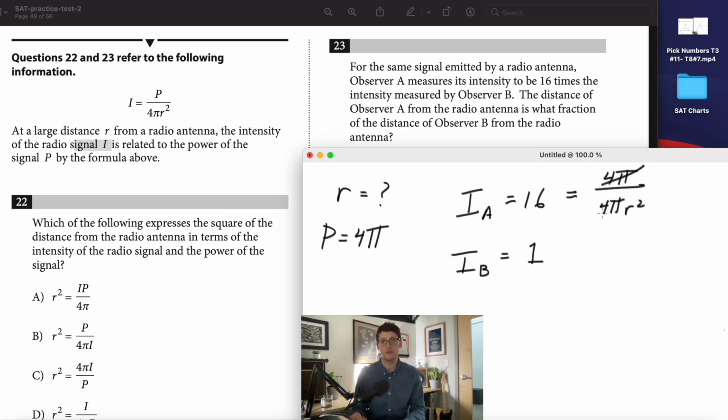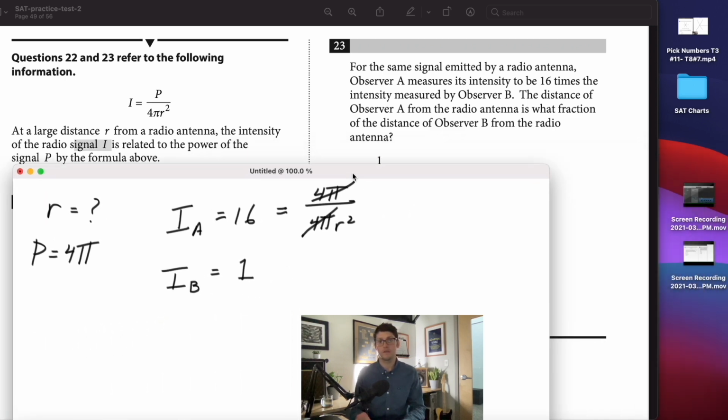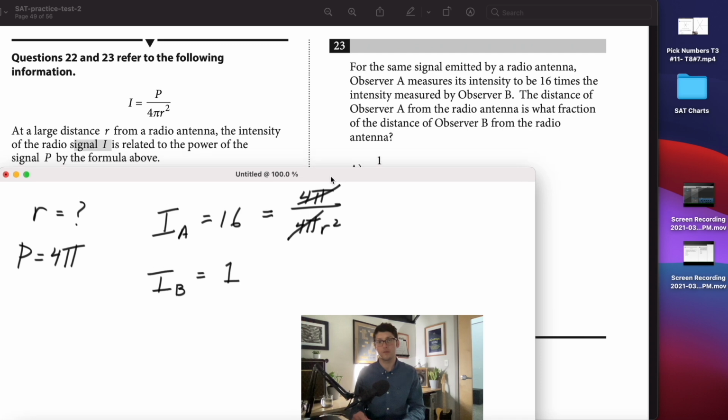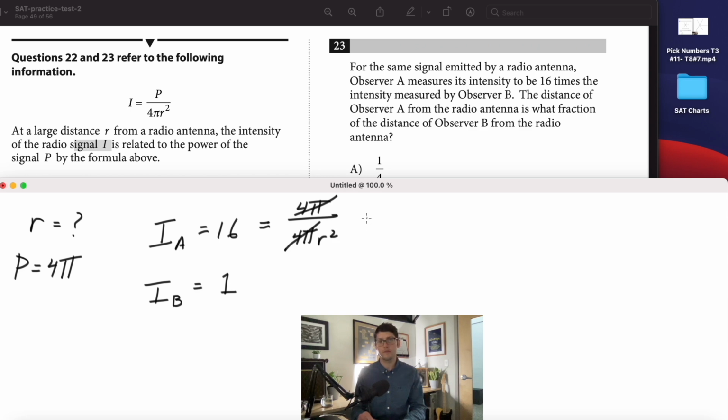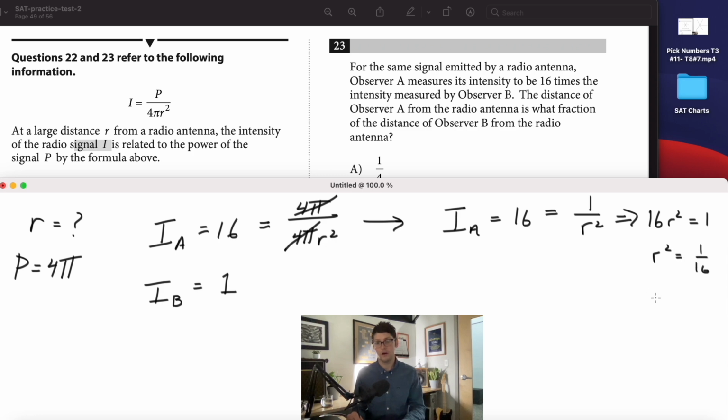Now these cancel, and what I get for this value is I sub A, or the intensity, which is 16, equals 1 over R squared. So now I can solve for R squared. You could multiply both sides by R squared. This would get you 16 R squared equals 1. R squared equals 1/16. Take the square root. R sub A is, the square root of that, 1/4.